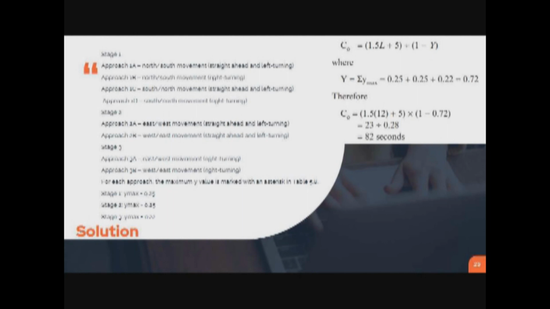In approach 2A, we have east or west movement, which is straight ahead and left turning. In approach 2B, we have west or east movement, which is straight ahead and left turning.